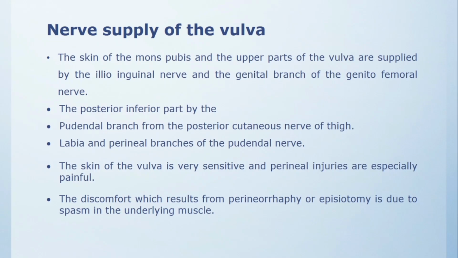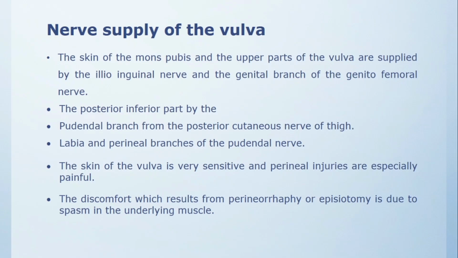The nerve supply of the vulva. Just as we have said that the vulva is very rich in vascular supply, so also the vulva is exceedingly rich in nerve supply. The skin of the mons pubis and the upper parts of the vulva are supplied by the ilioinguinal nerve and the genital branch of the genitofemoral nerve. The posterior inferior part of the vulva is supplied by the pudendal branch from the posterior cutaneous nerve of the thigh, and then the labial and perineal branches of the pudendal nerve.